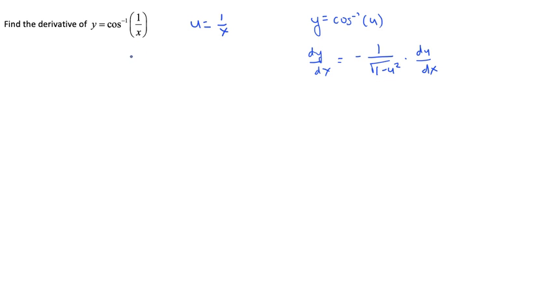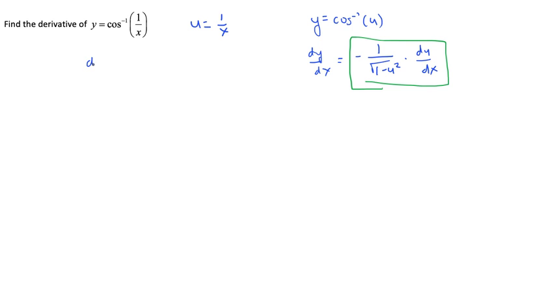So basically, we are finding the cosine inverse of u. This is really what we're finding here. So we're really going to do these two things. We're going to plug in that u equals 1 over x here. So let's go ahead and do that.